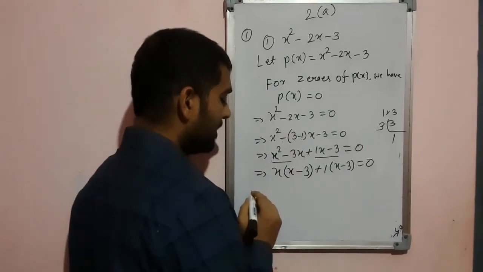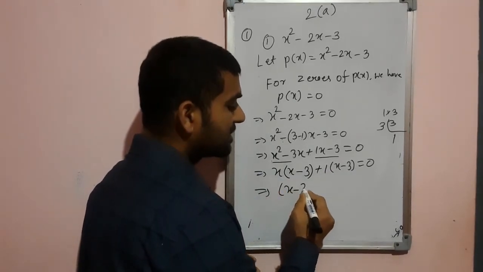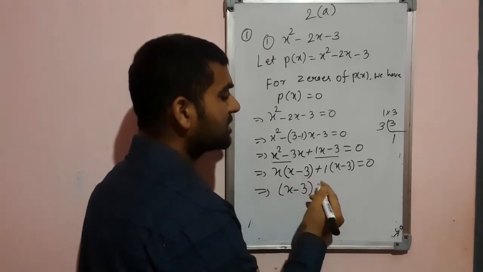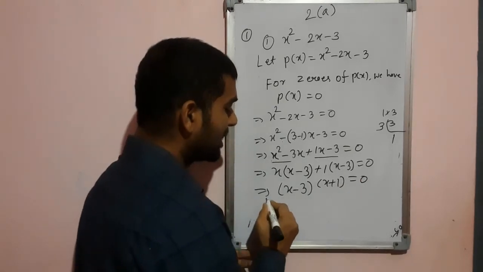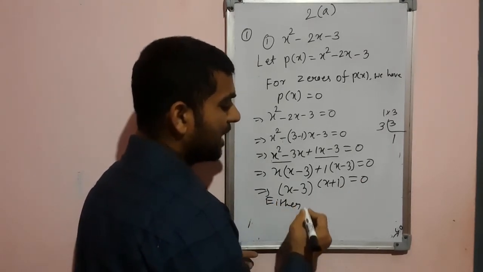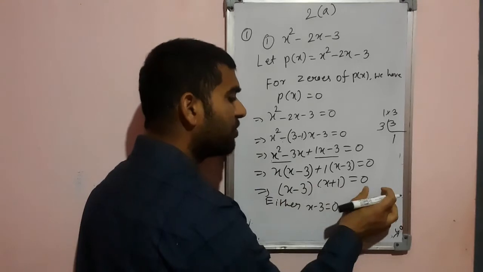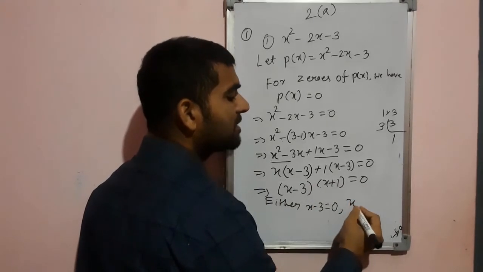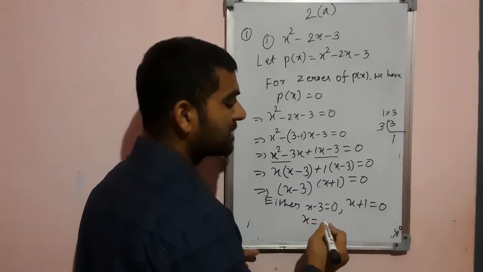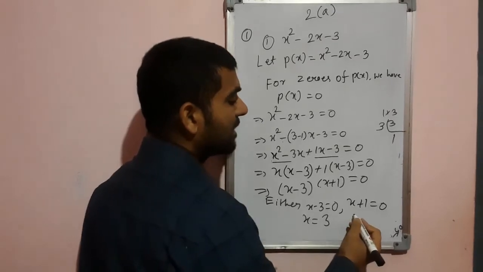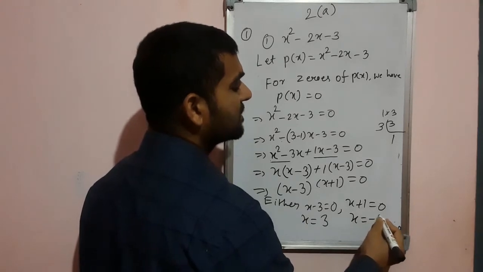See, now you will see here x minus 3, here also x minus 3. So we can take it common. So x minus 3. What is outside the bracket? x plus 1. So x minus 3 times x plus 1 equal to 0. Next step, either x minus 3 equal to 0 or x plus 1 equal to 0. Take 3 that side, so minus 3 will be plus, so x equal to 3, or we will get here x is equal to minus 1.